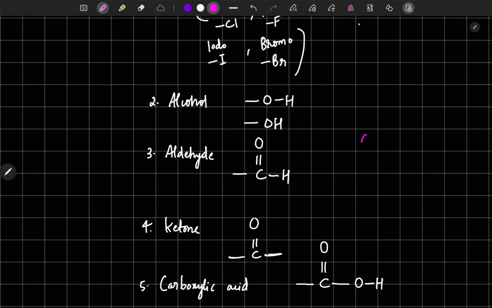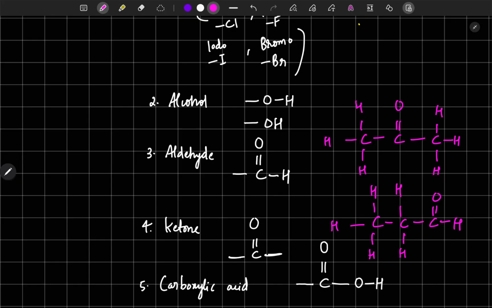Some confusion can come in the case of aldehyde and ketone. So let us take one example. Just imagine it like this. Now this is one case. Another compound can also be like this. See here, the C double bond O is coming in the middle, and these two are attached to other carbons. In that case, this is the ketone functional group.